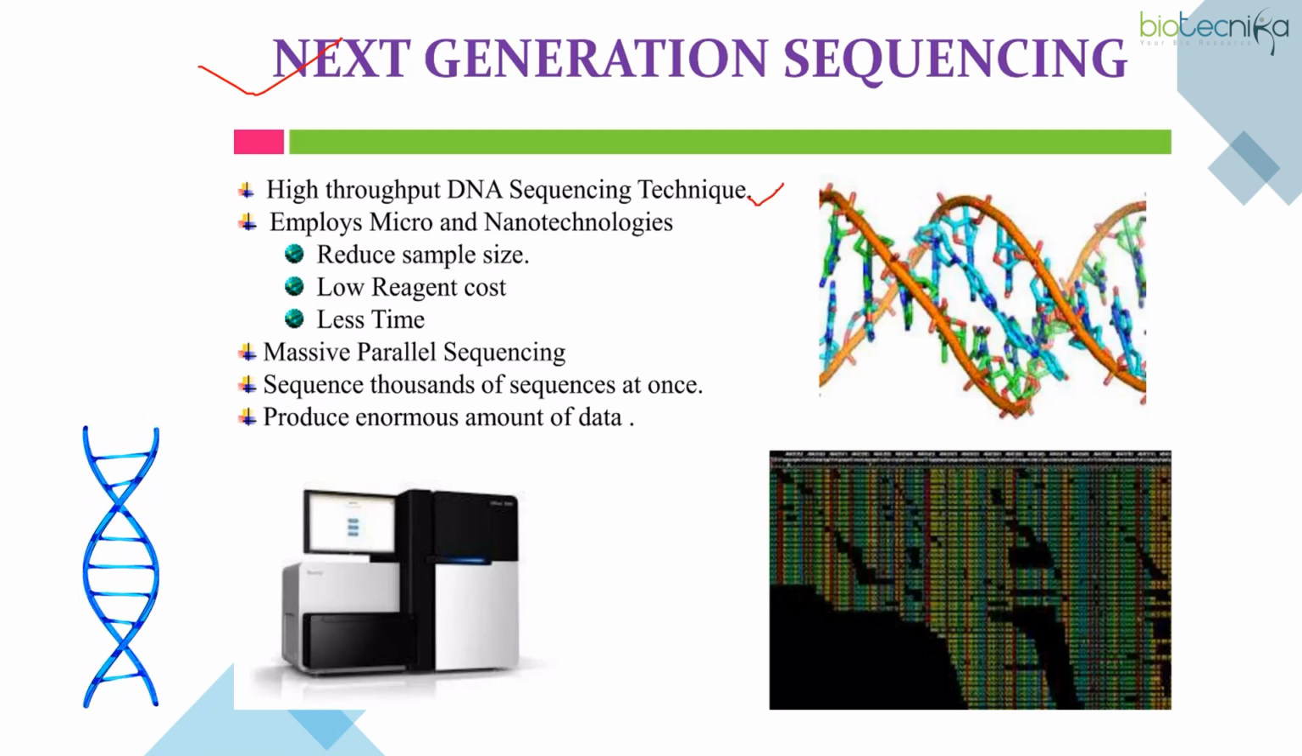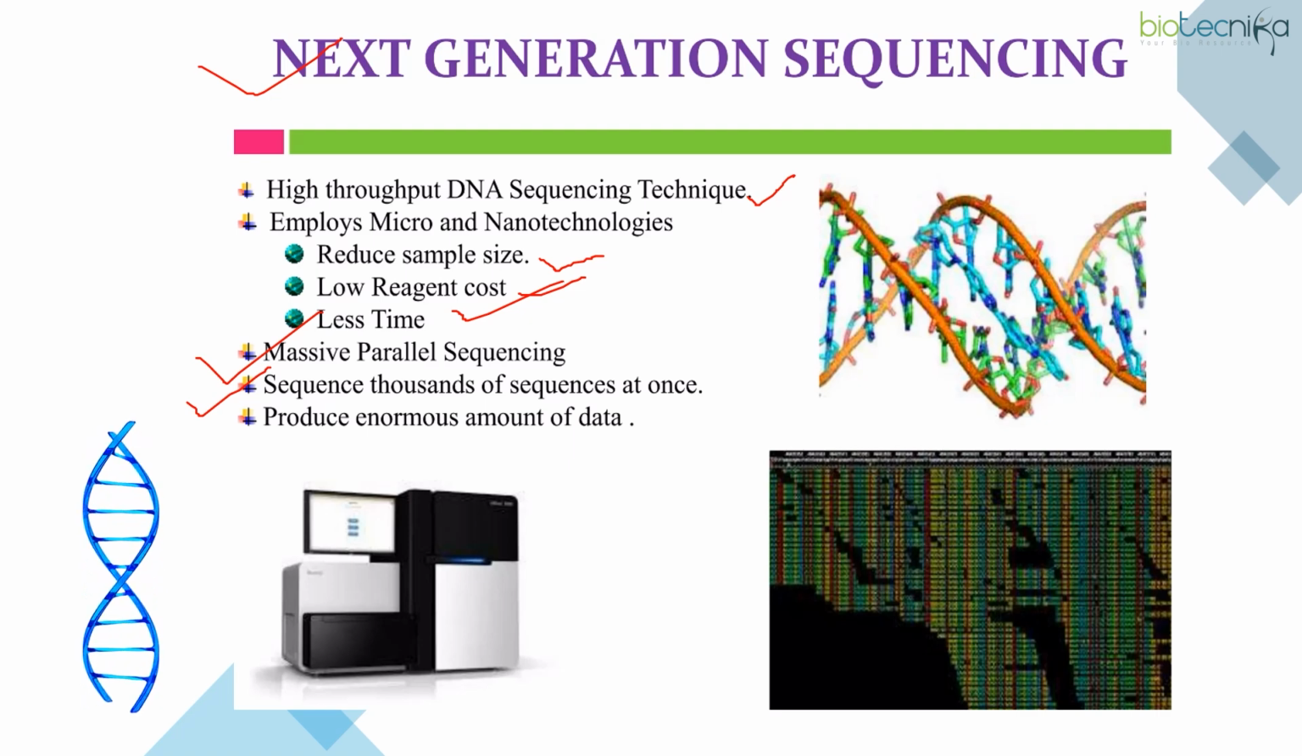So why high throughput? Because we are going to discuss ahead. It employs micro and nanotechnology because it reduces the sample size. It uses low cost reagents and also less time to get the results. We can even perform massive parallel sequencing and even the sequencing of thousands of sequences at once, right? And it will produce an enormous amount of data. Whenever you see next generation sequencing, the data will be available in the form of GB files, right? Maybe 1 GB, 4 GB, 5 GB, 20 GB of data is available, right?